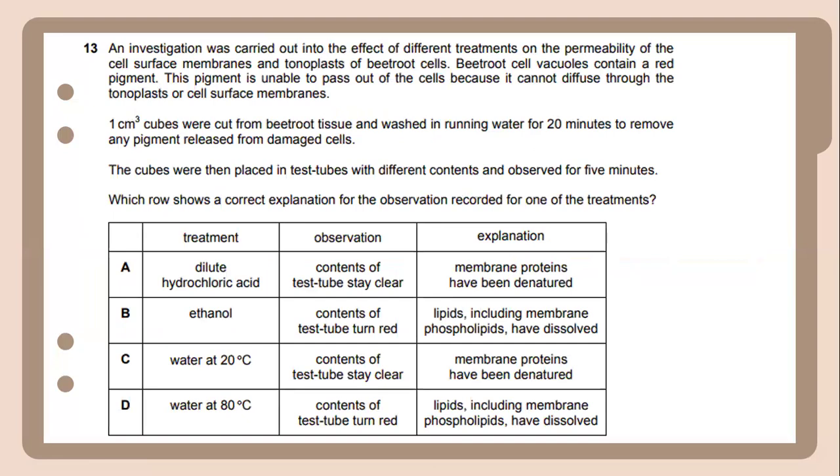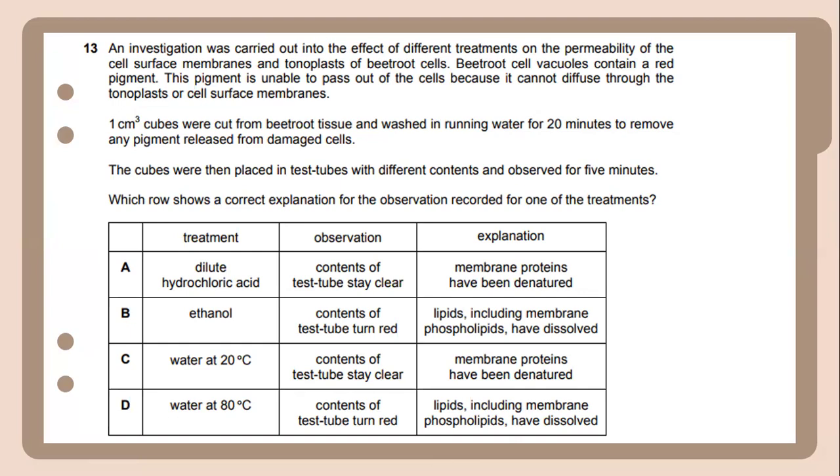An investigation was carried out into the effect of different treatments on the permeability of the cell surface membrane and tonoplast of beetroot cells. Beetroot cell vacuoles contain the red pigment. This pigment is unable to pass out of the cells because it cannot diffuse through the tonoplast or cell surface membrane. 1 centimeter cubes were cut from beetroot tissue and washed in running water for 20 minutes to remove any pigment released from damaged cells.